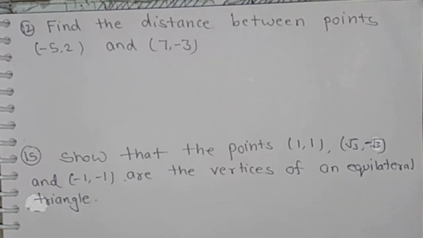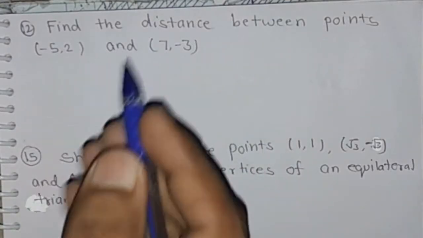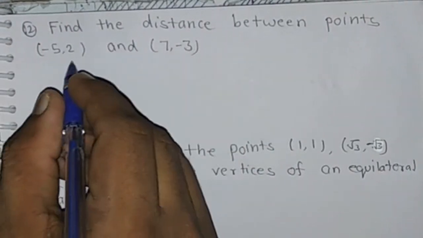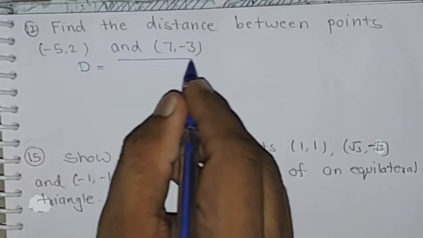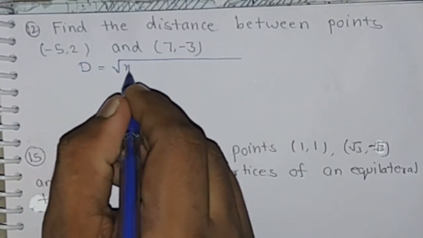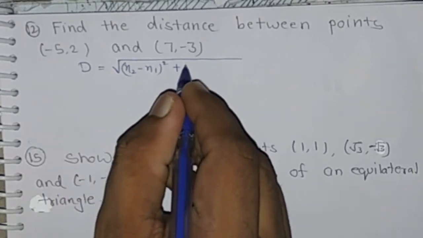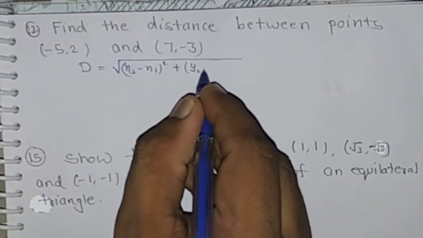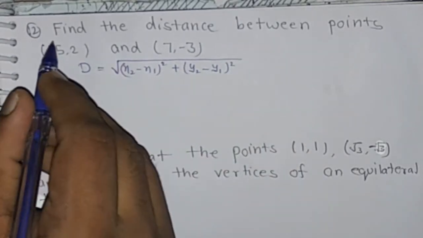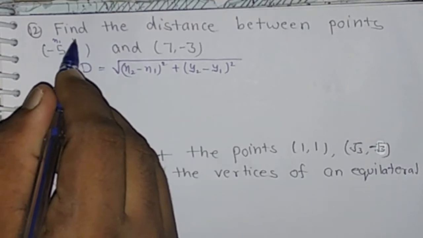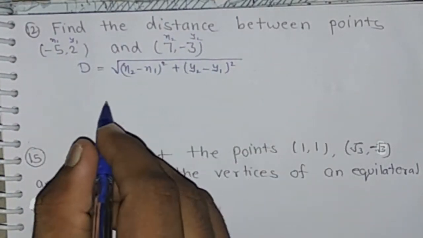It is question number 12. Find the distance between points (5, 2) and (-5, 2)... and (7, 3). We know that the distance between 2 points is given by the formula: square root of (x2 minus x1) whole square plus (y2 minus y1) whole square. This point is x1, y1 and it is x2, y2.